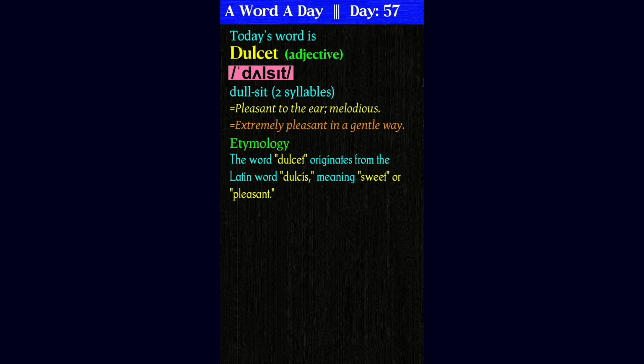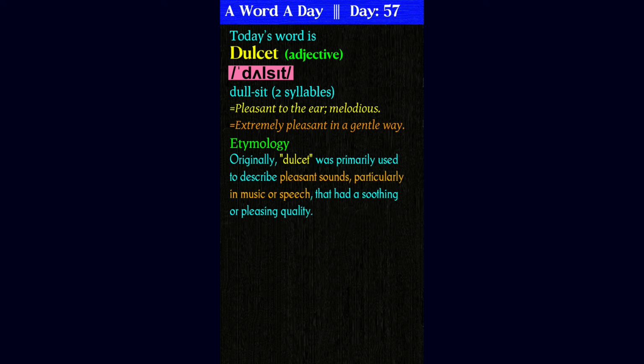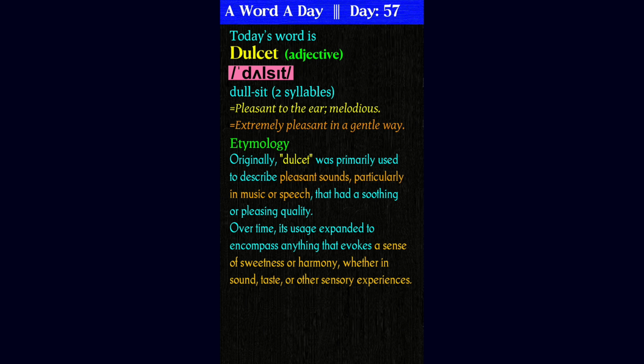Etymology. The word dulcet originates from the Latin word dulcis, meaning sweet or pleasant. It evolved from Old French into Middle English, retaining its sense of sweetness and charm. Originally, dulcet was primarily used to describe pleasant sounds, particularly in music or speech, that had a soothing or pleasing quality. Over time, its usage expanded to encompass anything that evokes a sense of sweetness or harmony, whether in sound, taste, or other sensory experiences.